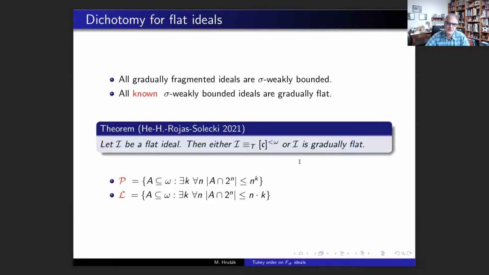And it's sort of curious that sometimes it's not immediate to see which one is which. So I have these two ideals. P is the one defined by Louveau and Veličković in their paper. So this one is gradually flat. It's the one of those subsets of omega which sort of grow polynomially. But if you look at those subsets of omega which grow linearly, so you just change the function which tells you the rate of the growth, then P is gradually flat and L is equivalent to Tukey top. So they are really different.